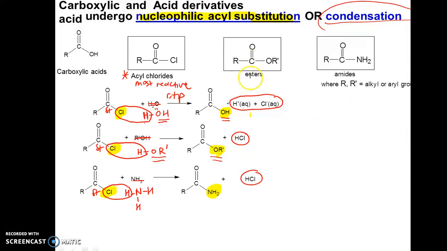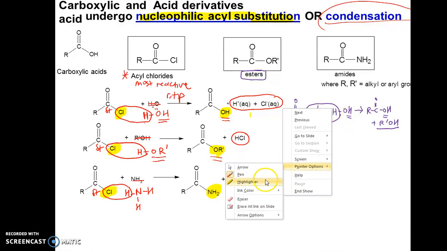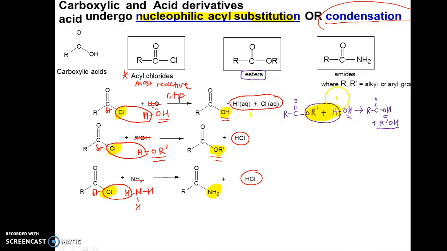What about the esters? For the esters, they undergo these reactions with water as well. So with H2O, you can do a hydrolysis of an ester, and what will happen is that this will come out, so you're going to get carboxylic acid and the alcohol. So it's again condensation. This one will come out here.